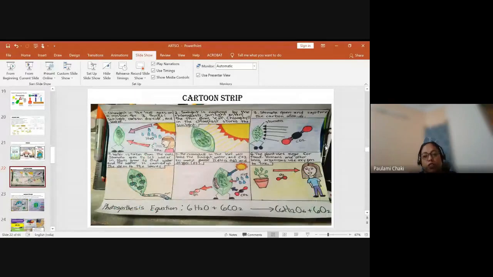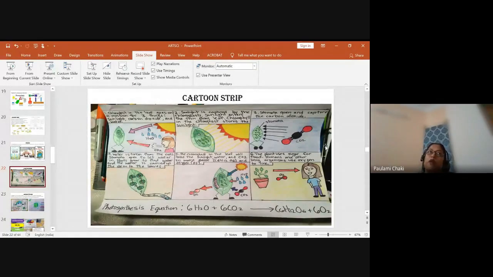Then comes the cartoon strip. This is one very good way. Many times we do cartoons, and children also love to watch cartoons. So why can't we introduce it as a form of art to teach our concepts? So here is one cartoon strip on photosynthesis.